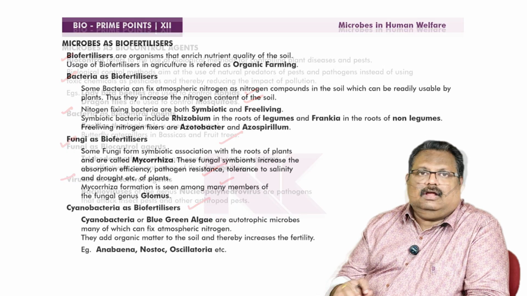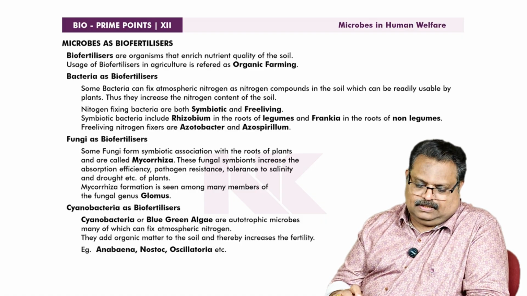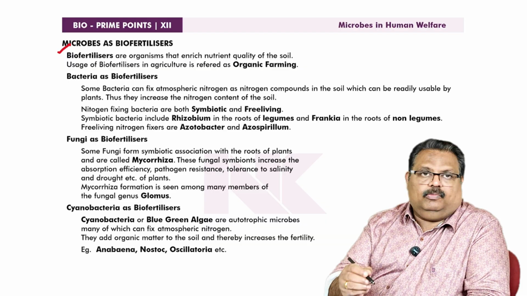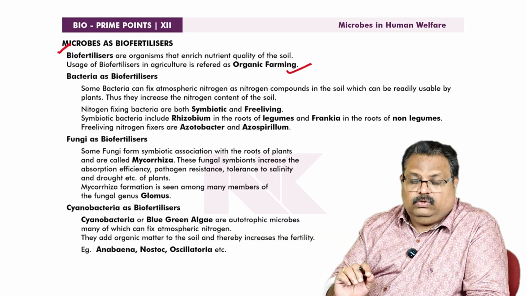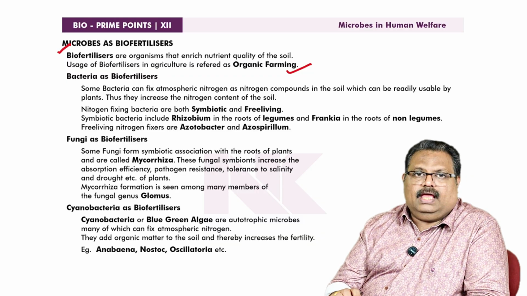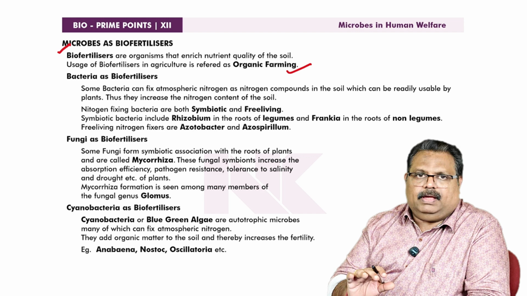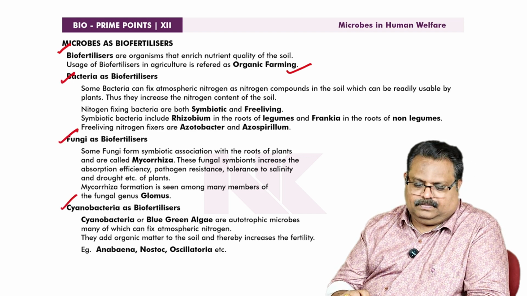Okay. Now comes the last prime point in microbes. Microbes as biofertilizers. Biofertilizers are microbial organisms that enrich the nutrient quality of the soil. The usage of biofertilizers in agriculture is referred to as organic farming. Then here also three types of microbes: bacteria, fungi and cyanobacteria.